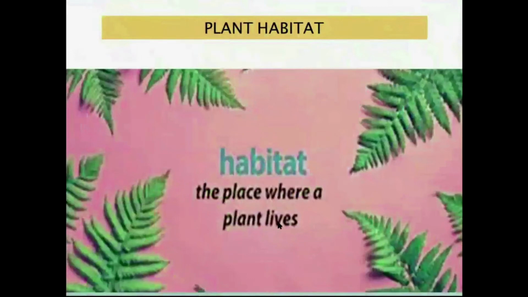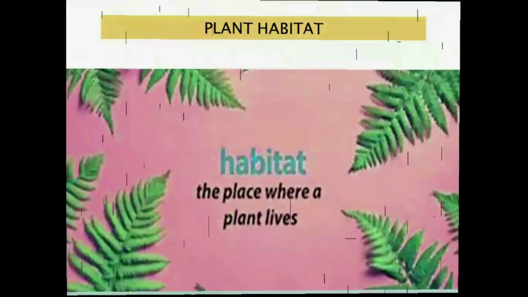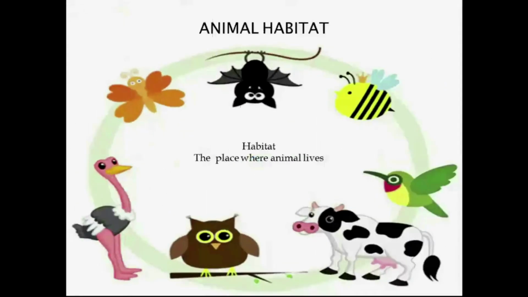Then we are going to discuss plant habitat. Plant habitat is something where plants like to live. The place where a plant lives is called what? Plant habitat. Then animal habitat. Animal habitat is a place where an animal lives. Now there are different animals in this picture. Every animal has a different home. Can butterflies live together with an owl or with a cow? No, because they have a different place to live. So can we say all of these animals have a different habitat?